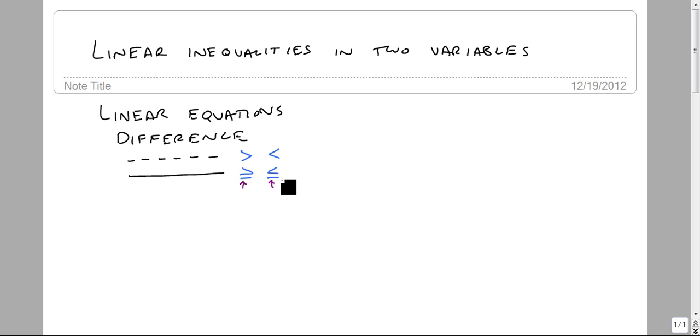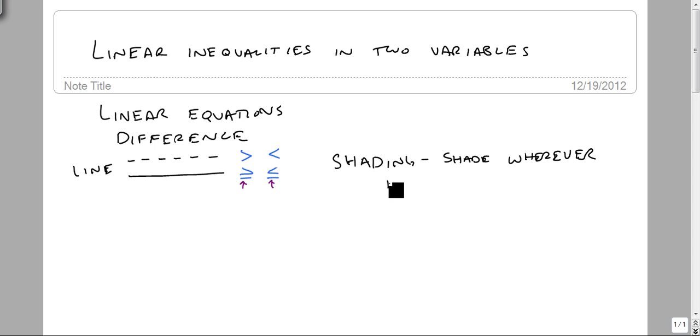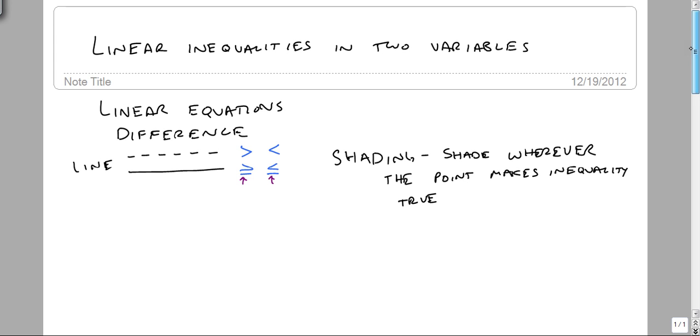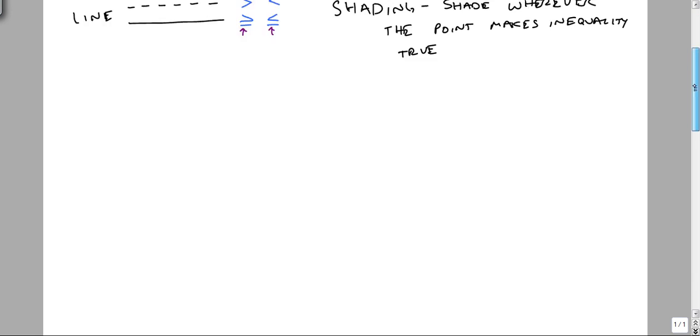So to go along with this, we also have to shade. So the line is one difference, and the shading is the other. And what we want to do is shade wherever the point makes the inequality true. So we're going to start with an example and show this by example. But remember the difference between the line and the shading being the big differences.